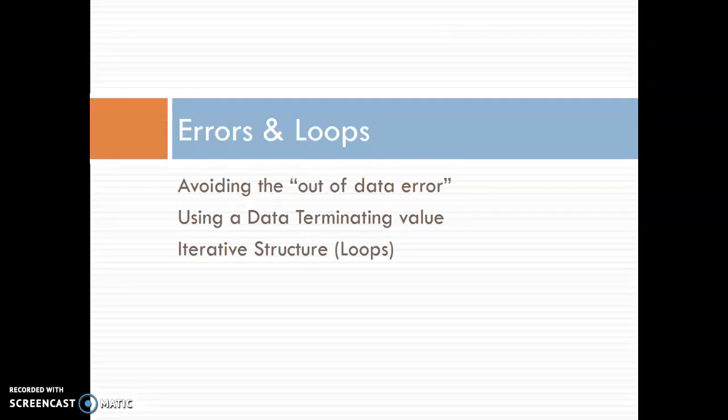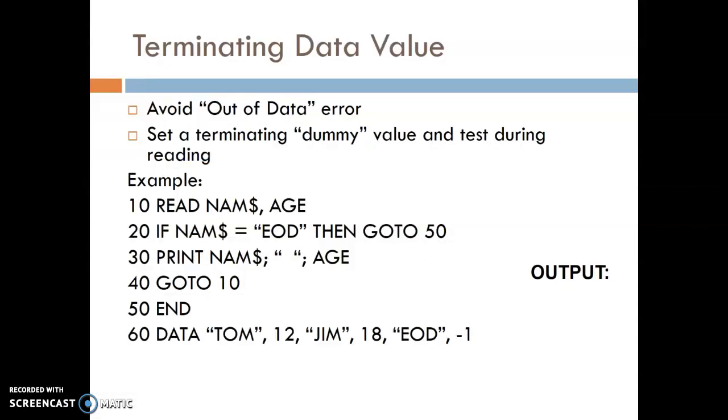So we want to be able to avoid some of these errors. And so we're going to talk about the idea of a data terminating value, but then how can I use loops to help me with that as well? So we'll bring back that idea of loops to feed in data from a data line. So we want to avoid the out of data error. So we're going to create a dummy value here, but then I have to test for it as I'm reading. So the dummy values are the EOD and the -1, usually something outside of the normal data set. Still, I'm reading 2 things at a time, and so I made sure that I have 2 dummy values.